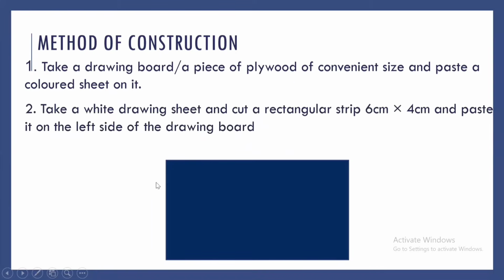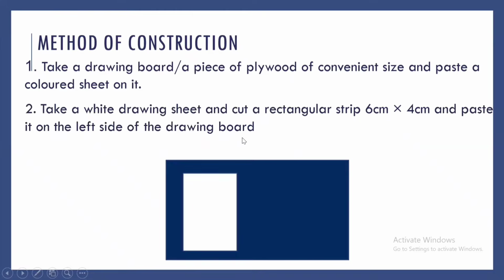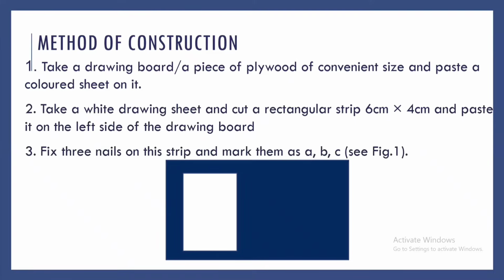The next thing is to take a white drawing sheet and cut a rectangular strip 6 centimeters by 4 centimeters and paste it on the left side of the drawing board. So I take a rectangular sheet and paste it on the left side of the drawing board. Next, fix 3 nails on this strip and mark them as A, B, and C. So I fix the 3 nails and mark them as A, B, and C. This is figure 1 that we have.